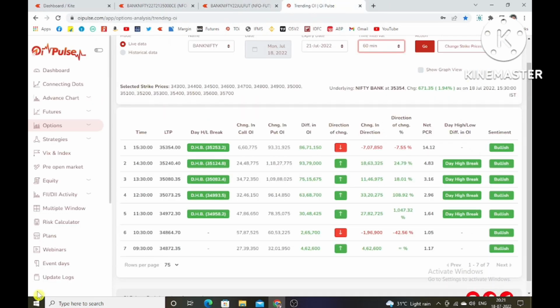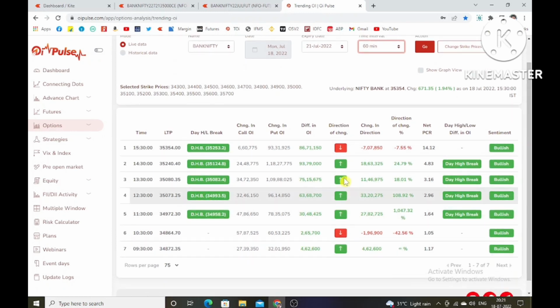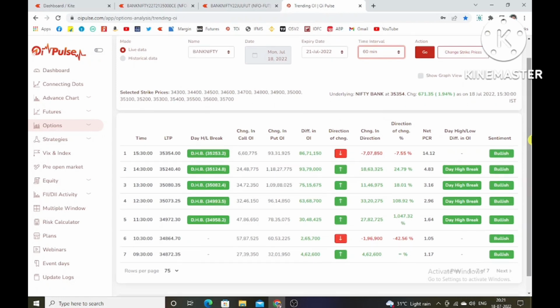Trending OI is basically an open interest interpretation tool from OI Pulse. It is basically the difference of call open interest and put open interest. So you can watch on this page how call OI and put OI are changing. Look at the data from today's market. The time interval is 60 minutes.